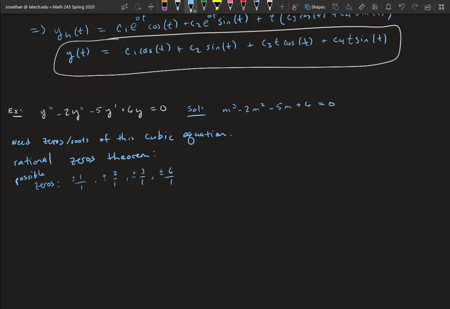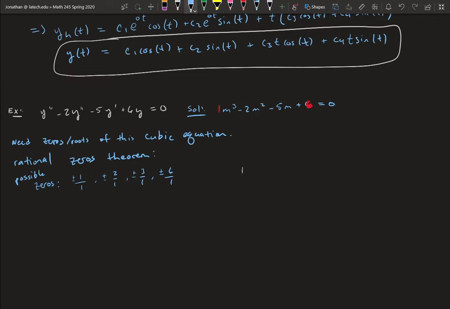It's like all the factors of the constant term 6 divided by all the factors of the leading coefficient 1. So here we have a 1, here we have a 6. So those are our possible rational zeros. The numerator is all the factors of the constant, and the denominator is all the factors of the leading coefficient. So I'm just going to do some synthetic division.